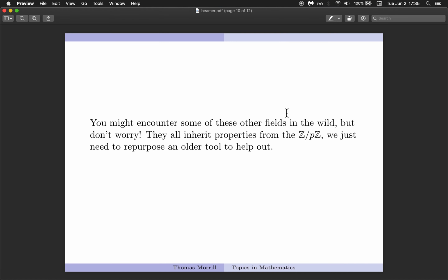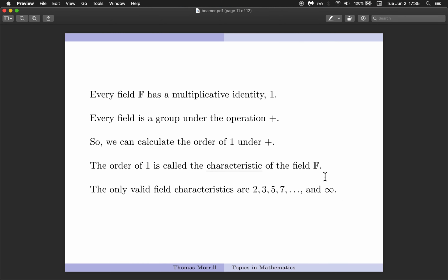So it's hard to imagine what these other fields look like because they don't come from the same place as Z mod P. But we can use some of our older tools to help better understand some of the other finite fields. So let's say that we have some finite field, and I'll call it F. And I know that it's finite, but I don't know exactly how its algebra behaves.